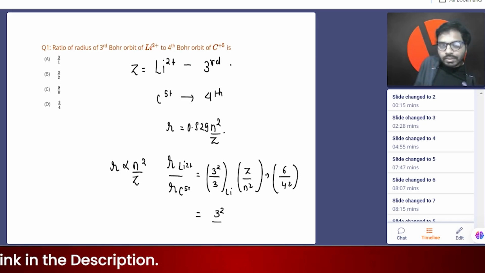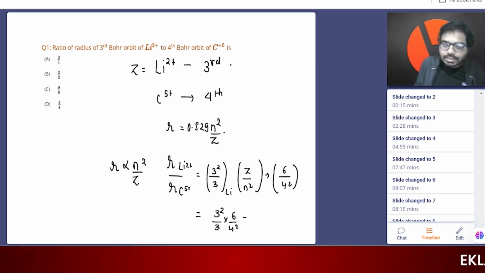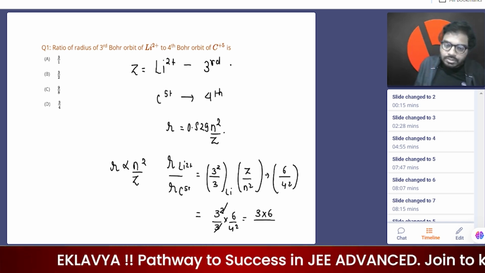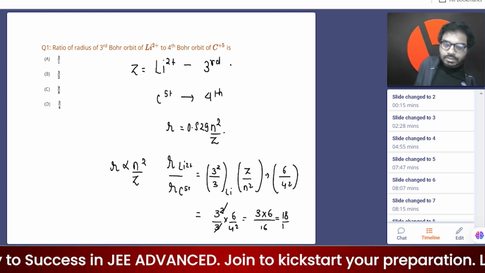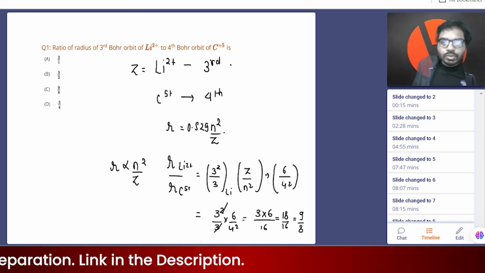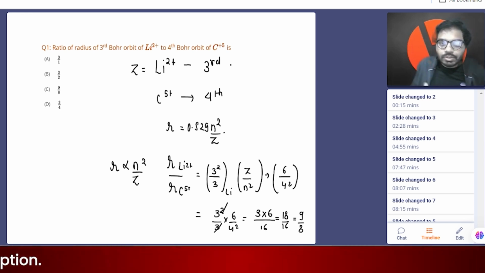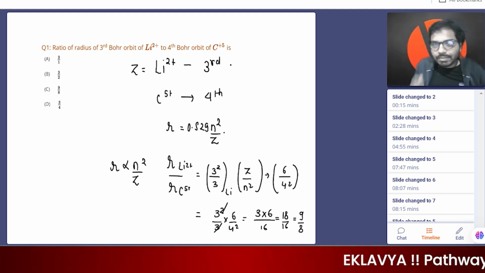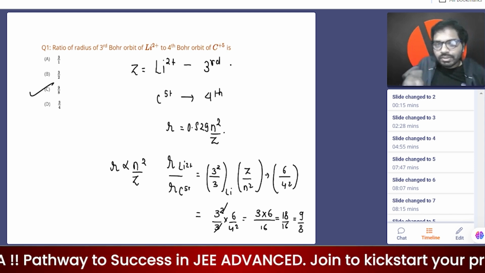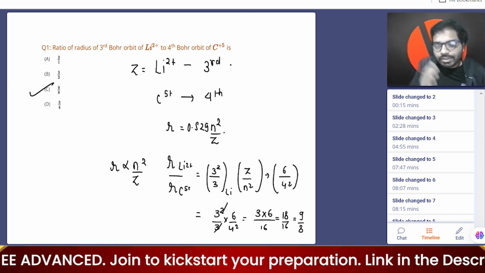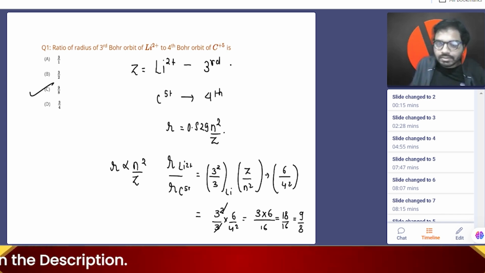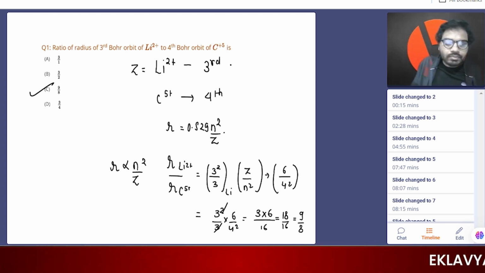So what will be the value? 3 square into 3 and 6 into 4 square. So this will cut automatically. 3 into 6 is 18 and it will become 16. So 18 upon 16, here it will become 9 by 8. So the ratio of the radius of the third orbit of the lithium ion to the fourth orbit of the carbon 5 positive ion will be 9 by 8. So whenever you have to find out the ratio, just remove that value and the directly proportional sign will come. And just put the values and you will be able to find the answer. So your answer will be 9 by 8.